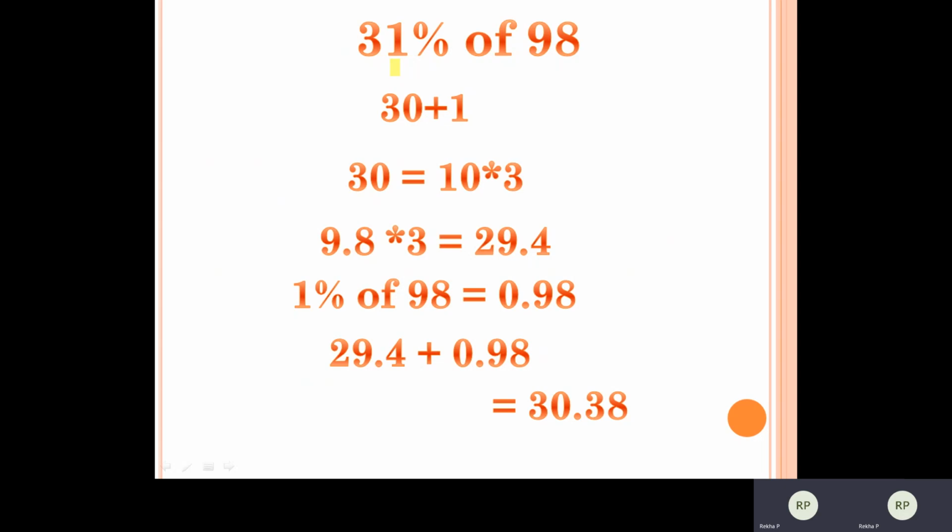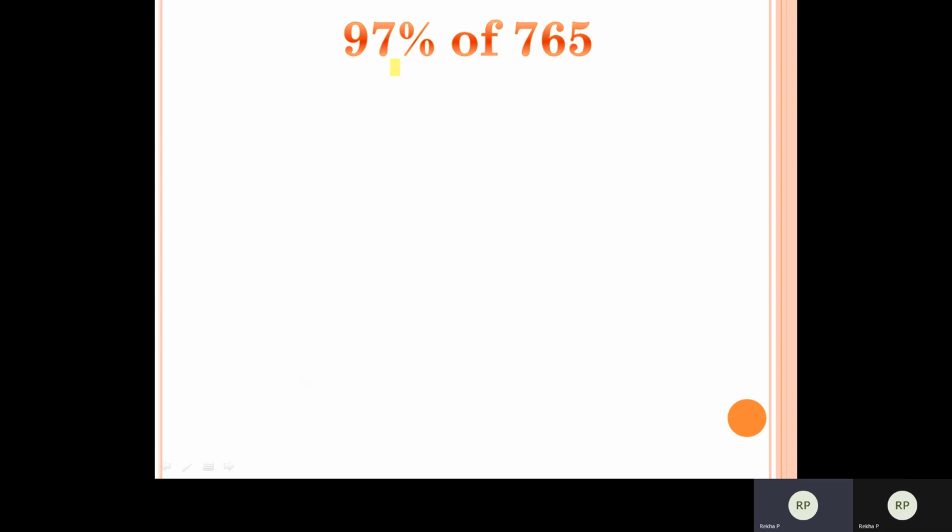So 31 we represented as 30 plus 1. And 30 we can represent as 10 into 3. And 10% we can write easily, without doing any calculation, and then perform the corresponding calculation. 1% also we can write without doing any calculation, and then add those. Okay. Now let's discuss one more example.